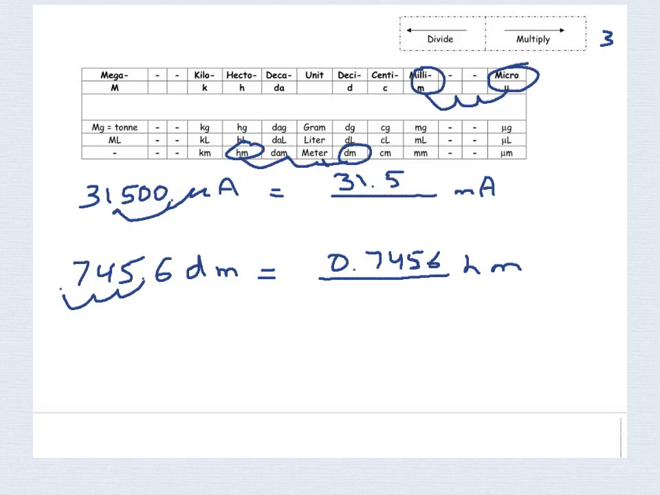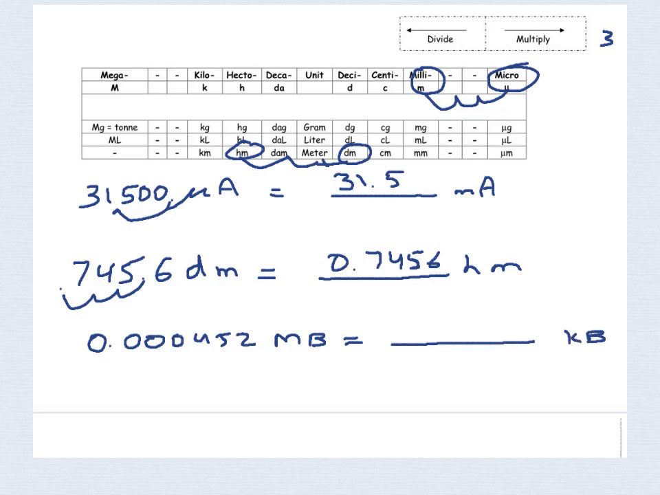Let's do a computer application. Let's do a megabyte to a kilobyte. Here's the question. 0.0000452 megabytes. Notice the capital M. And I want you to help me to change it into kilobytes.